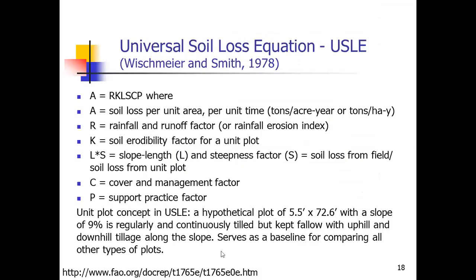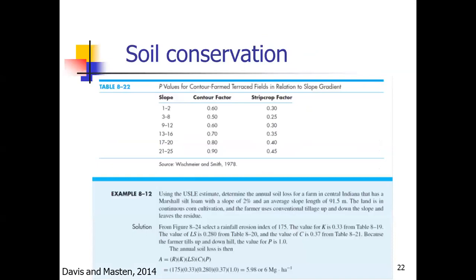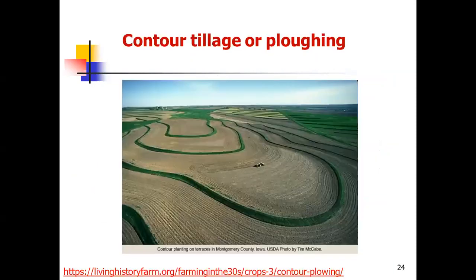So we have cover and management factors, and then you have support practice factors. So let's come to the last factor, p-values. These are p-values for two types of support factors. How do we support these kinds of soil conservation programs? So you have contour factor and strip crop factor. Let me just show you some examples of that.